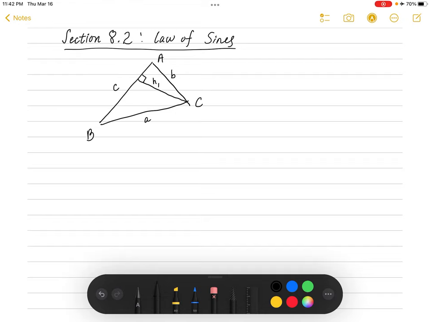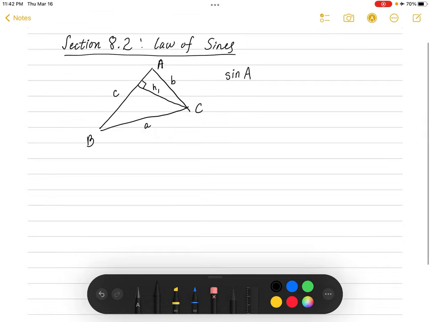Okay, so I'm going to think about what's the sine of big A. Well, big A is right here, and the sine of big A would be the opposite over its hypotenuse, would be H1 over B. And if we get H1 by itself, we basically bring the B up top on the left-hand side. We get B sine of A equals H1.